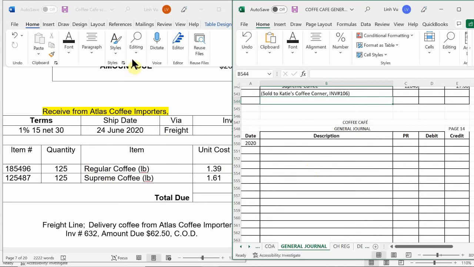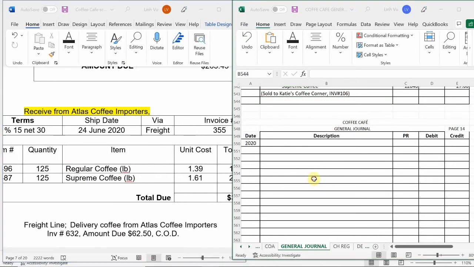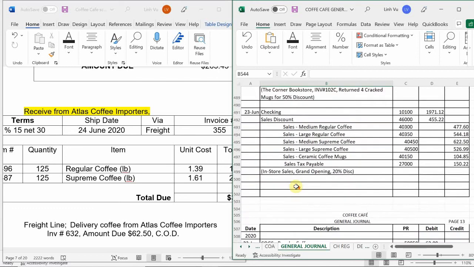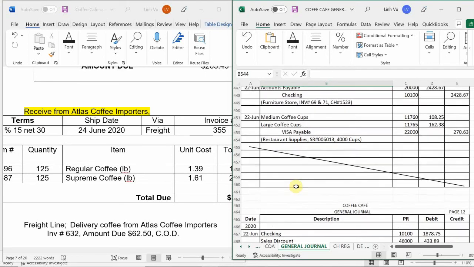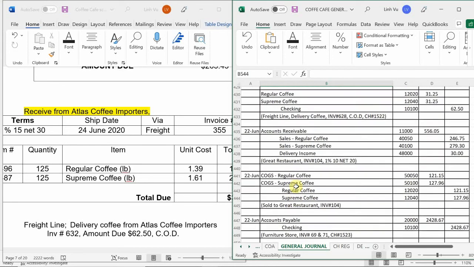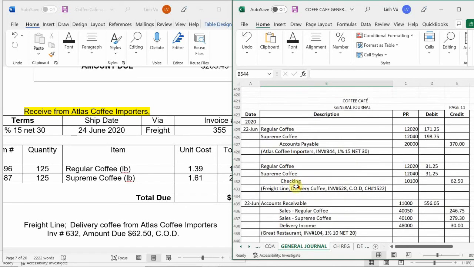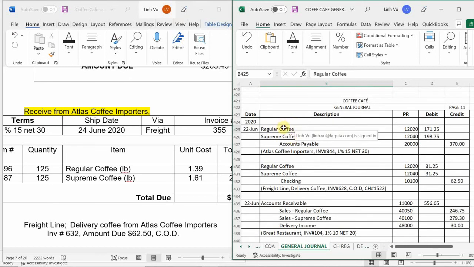And how do I journalize perpetual inventory? At the end. This is perpetual inventory. Okay, we'll do our coffees. Okay, so regular coffee, supreme coffee.